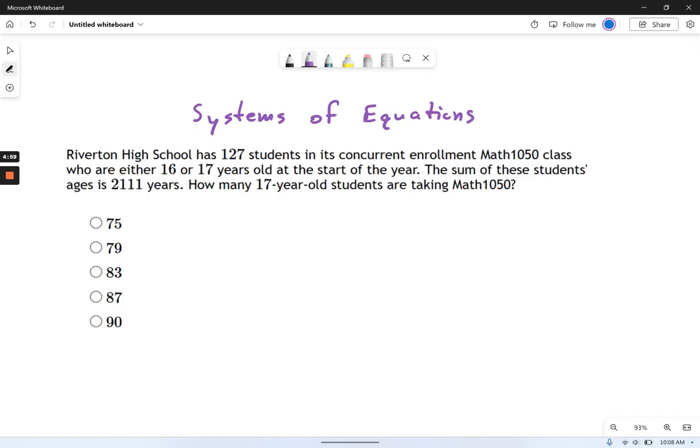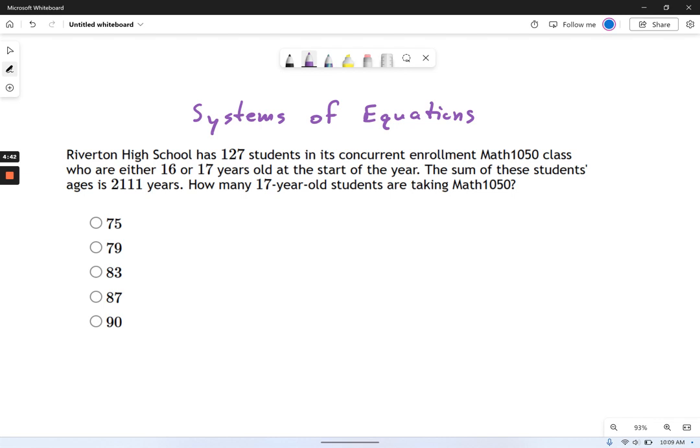Riverton High School has 127 students in a certain class, and they're either 16 or 17 years old. And for some reason, we know the sum of their ages, and that's 2,111 years. So the question is, using this information, can we figure out how many 17-year-olds there are?